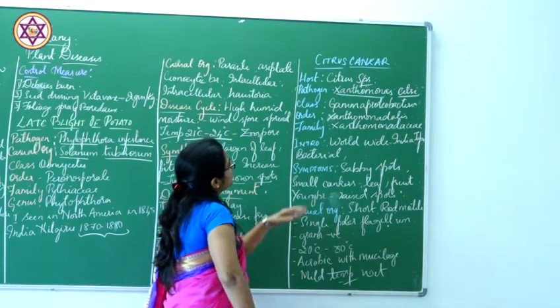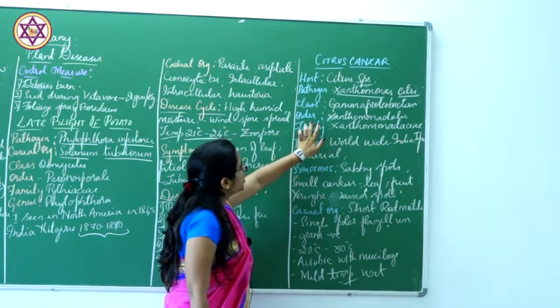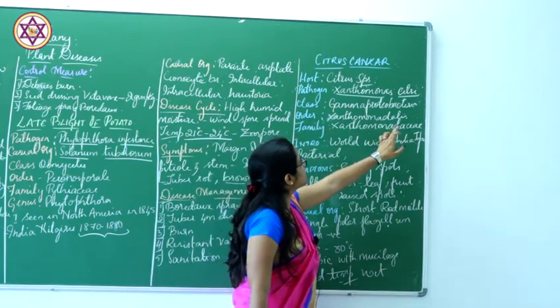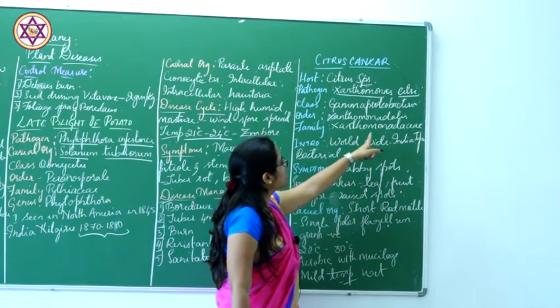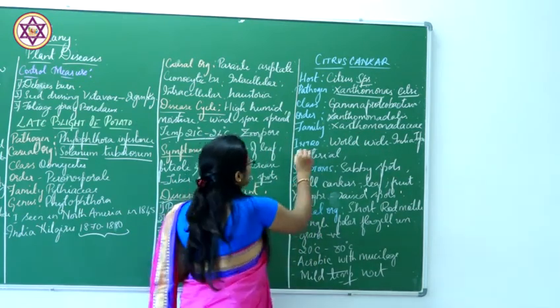The class Gammaproteobacteria, then the order Xanthomonadales, then the family Xanthomonadaceae. Okay. Now, what is the introduction?